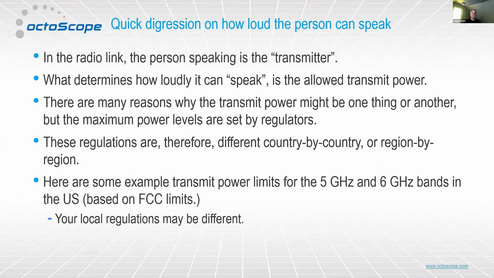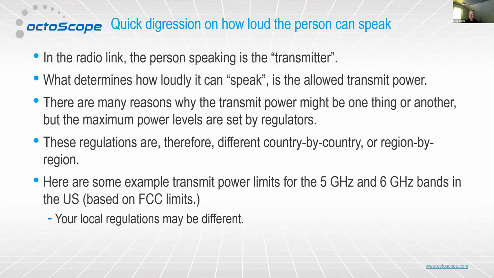Okay, so in that previous slide, I talked about that person speaking, and you can see that person was shouting in the picture that I showed, to represent a person speaking as loud as he possibly can. So let's translate that a little bit into wireless. In radio, the person speaking is the transmitter, and the degree to which that person can speak loudly is what's known as the allowed transmit power.